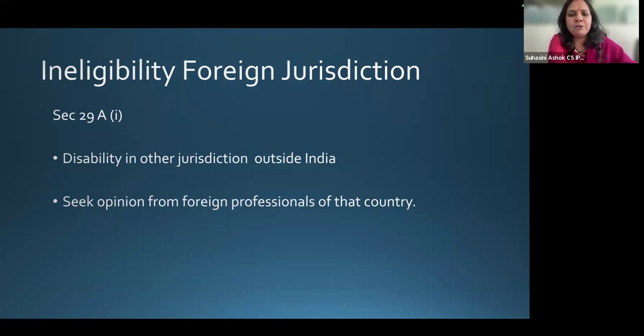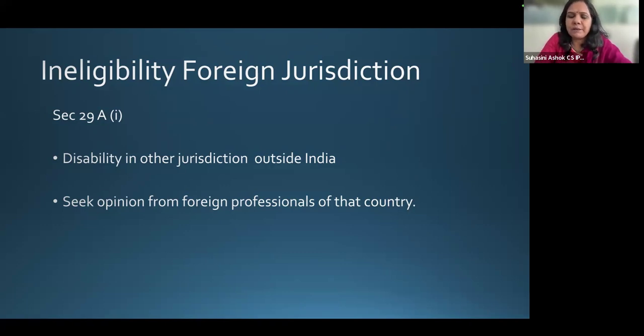So a person is ineligible to submit an expression of interest or participate in the CIRP process or liquidation process if he has any disability corresponding to A to H. A to H is again regarding if he is an undischarged insolvent or a willful defaulter in another country, has an NPA, or is convicted for any offense punishable for criminal or economic offenses, or is disqualified to act as a director, or is involved in any PUFE transactions, etc. And this is applicable to a person who has disability under the above clauses in a jurisdiction outside India.